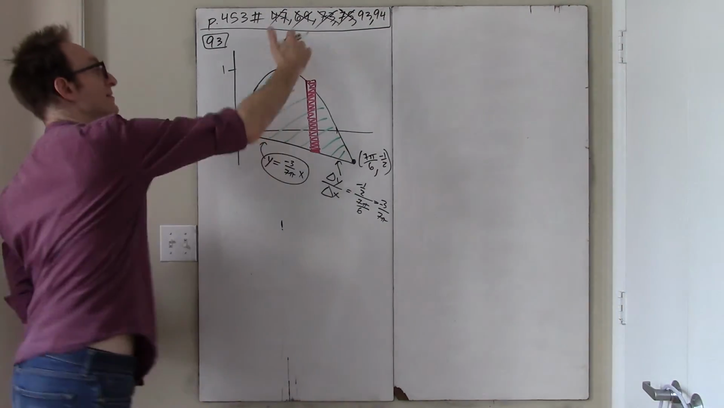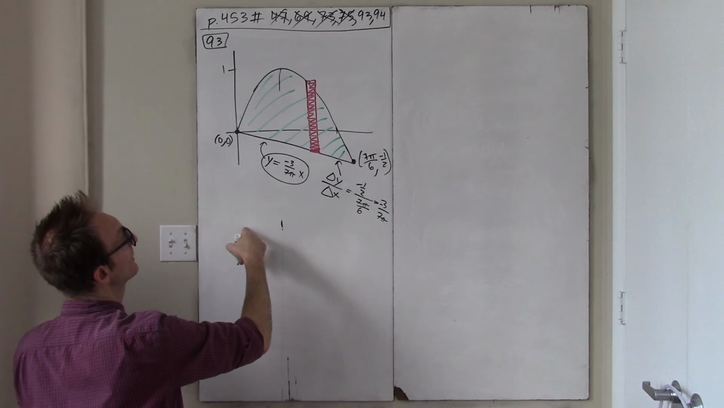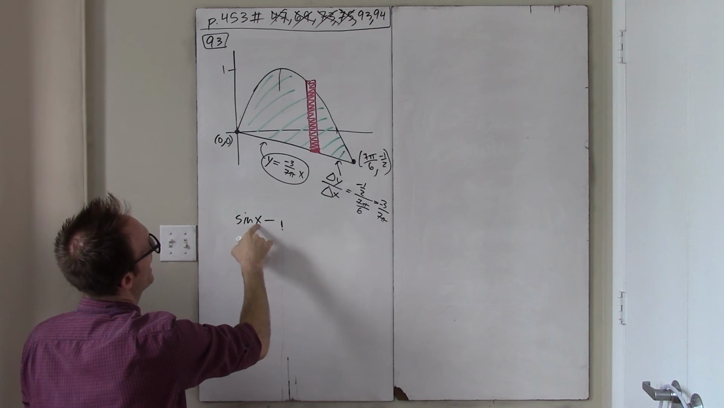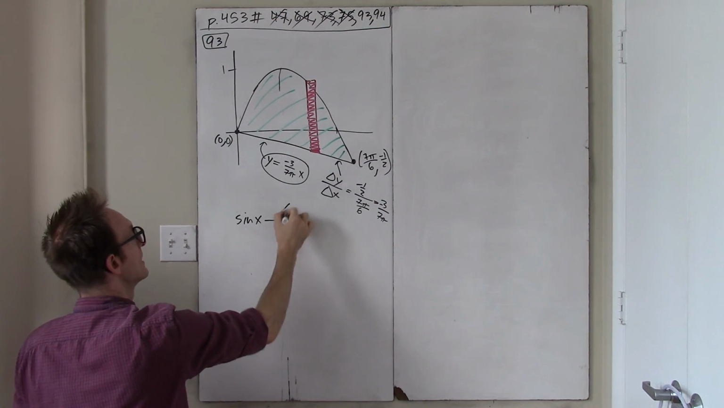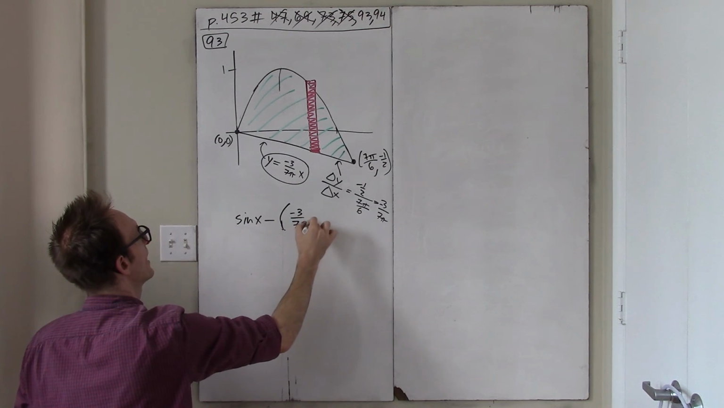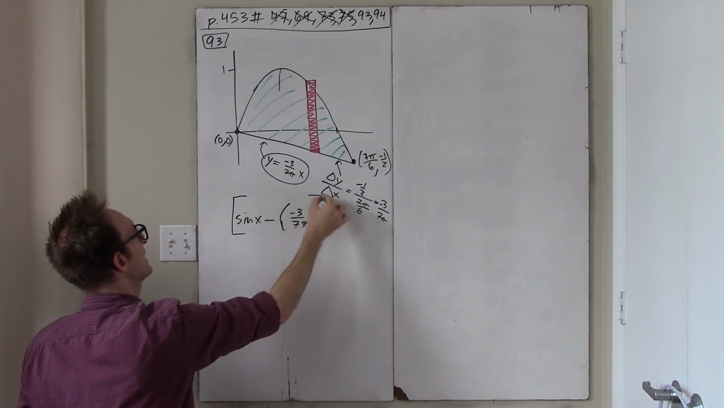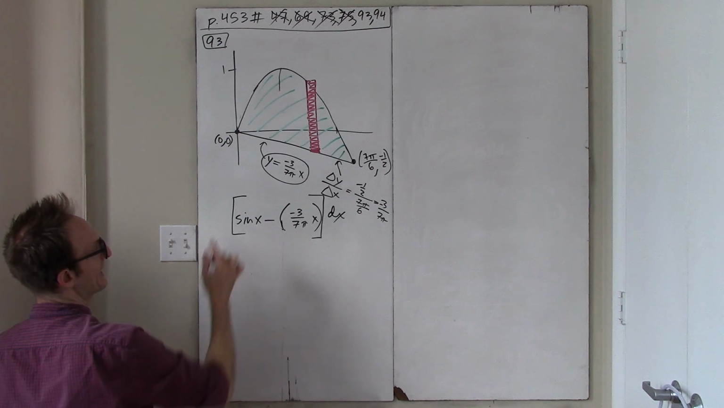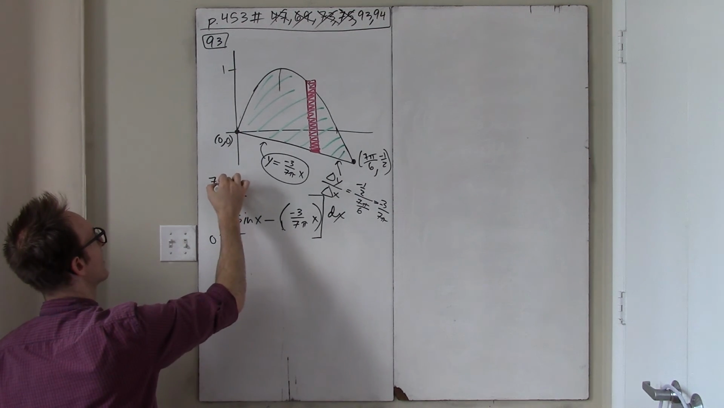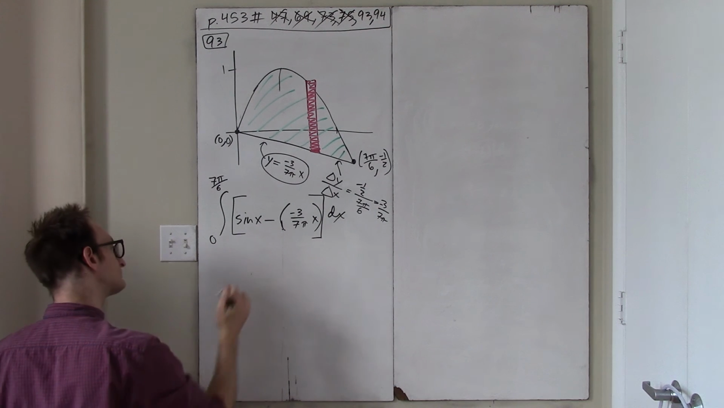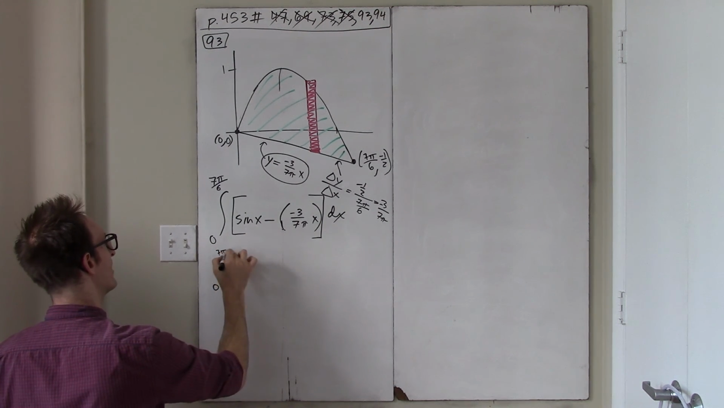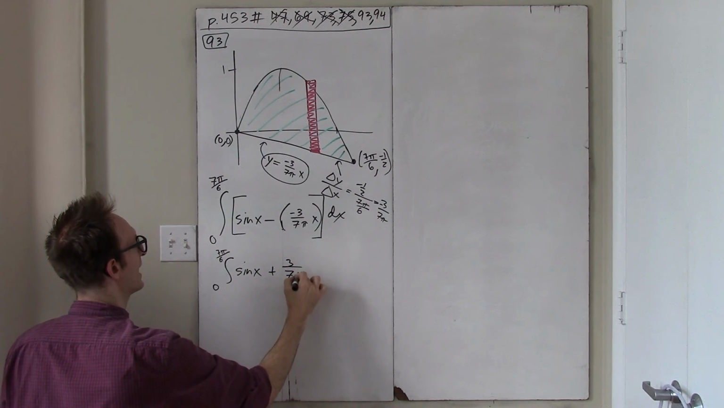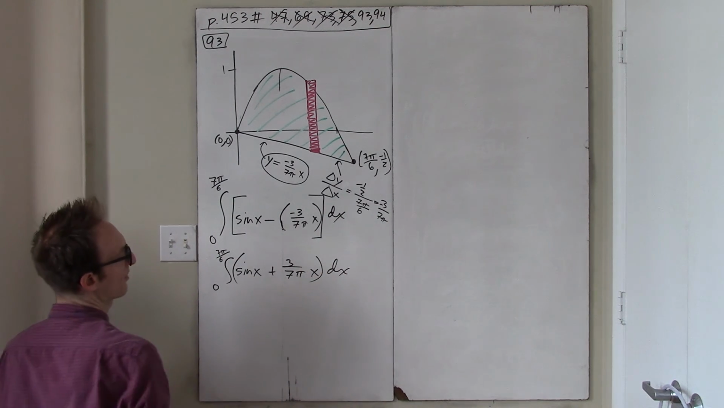And therefore, the height of this representative red rectangle will be the y-coordinate of the sine function minus the y-coordinate of the line, which is negative 3 over 7 pi x. I take the length of that red thing, multiply by the thickness, and integrate from 0 to 7 pi over 6. I don't think I've ever done this problem before. Okay, so this is the integral from 0 to 7 pi over 6 of sine x plus 3 over 7 pi x. It's a little bit of a silly problem, to be honest.